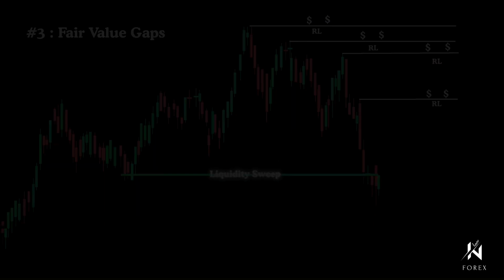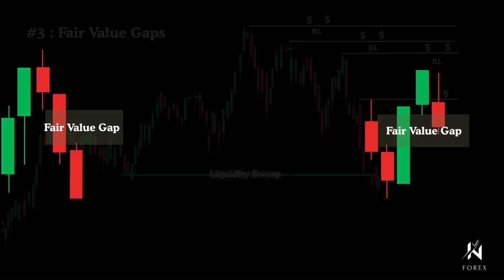FVGs are typically formed within a 3-candle structure and are often represented by a prominent candle whose body isn't fully overlapped by the wicks of the candles on either side. This creates a gap, the fair value zone, between the wicks, which is marked over the candle body. In this example, a downward price move generates a fair value gap, or liquidity gap, due to insufficient buying activity that fails to counter the sharp decline.